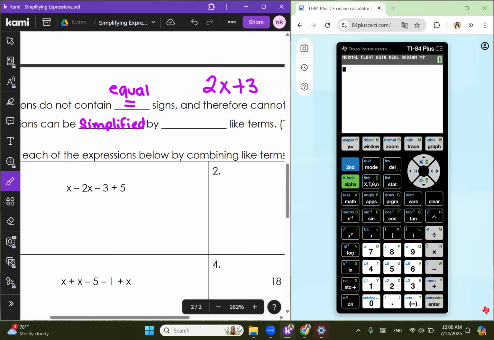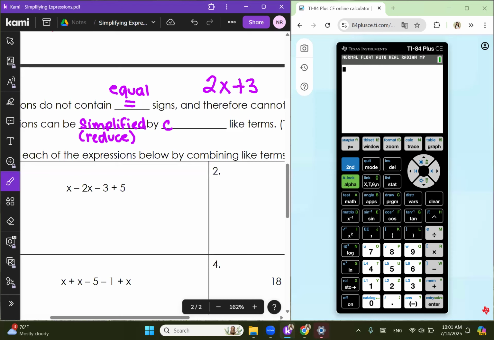Think about whenever we were simplifying last year, we were simplifying fractions. We took a large fraction, made it smaller, but did we bring it down to a single digit? Not always. It's just reducing the amount of digits. Reduce.